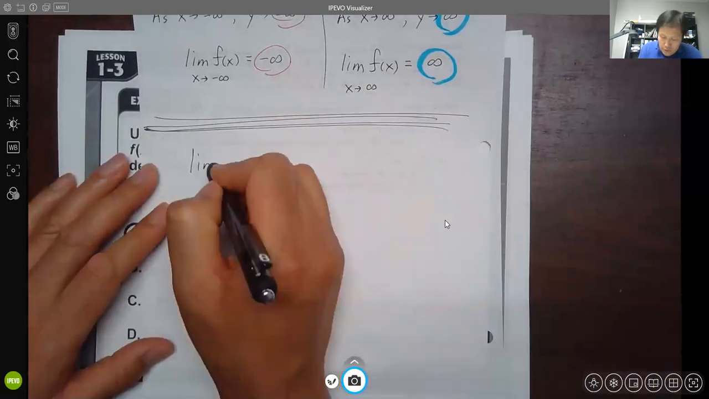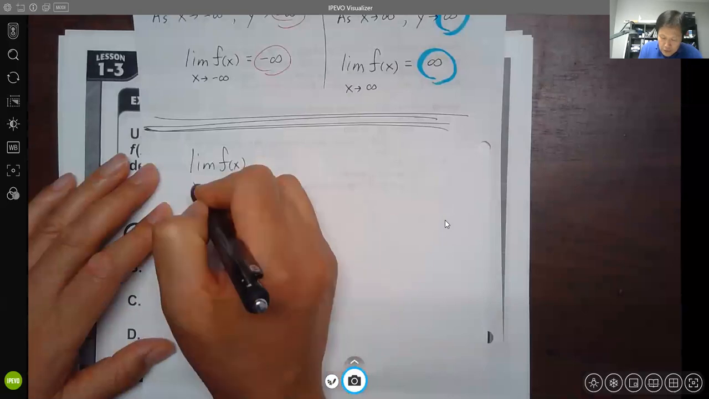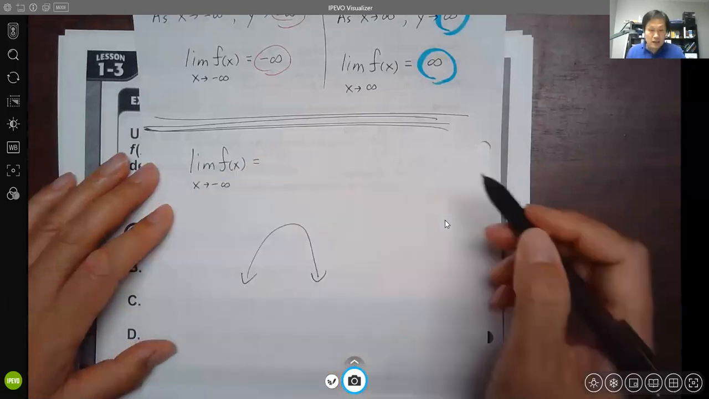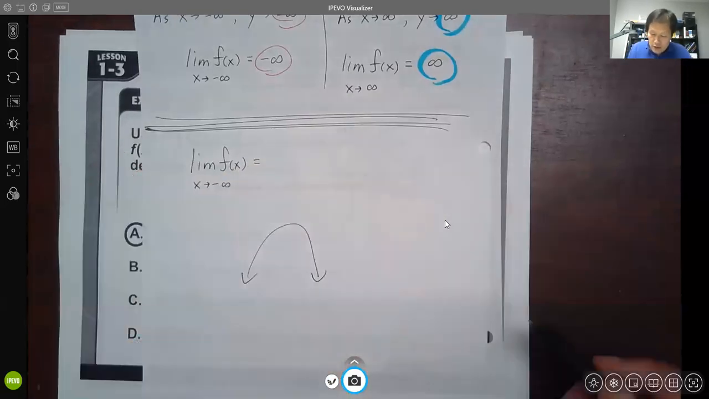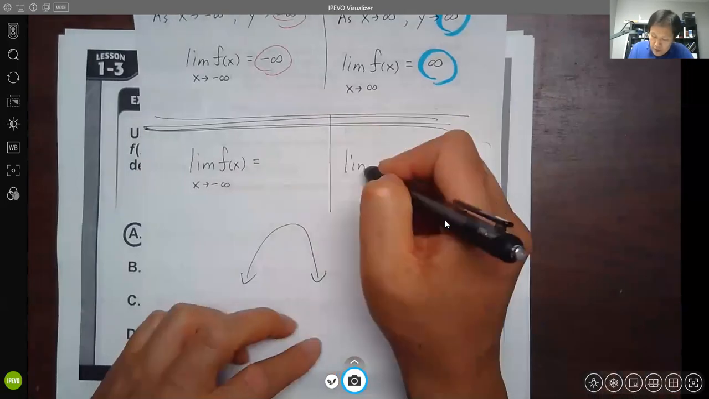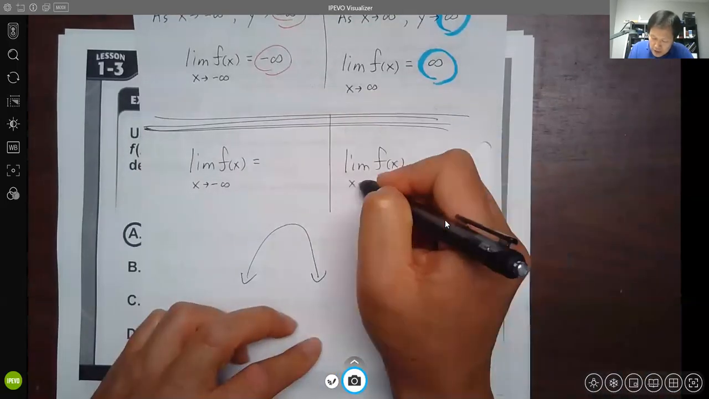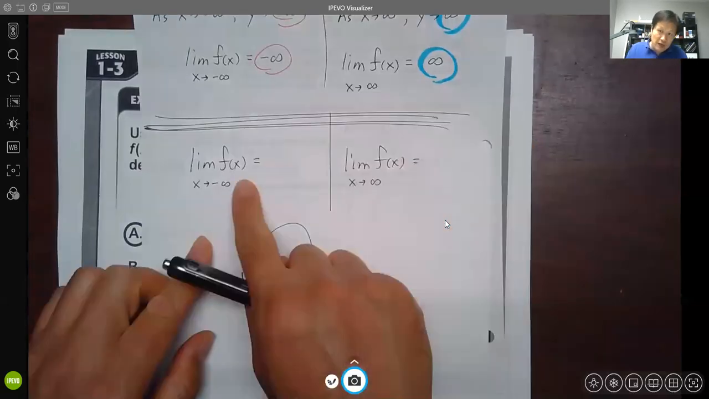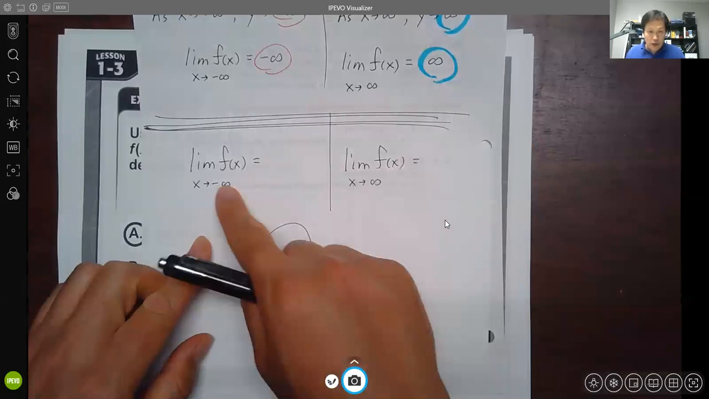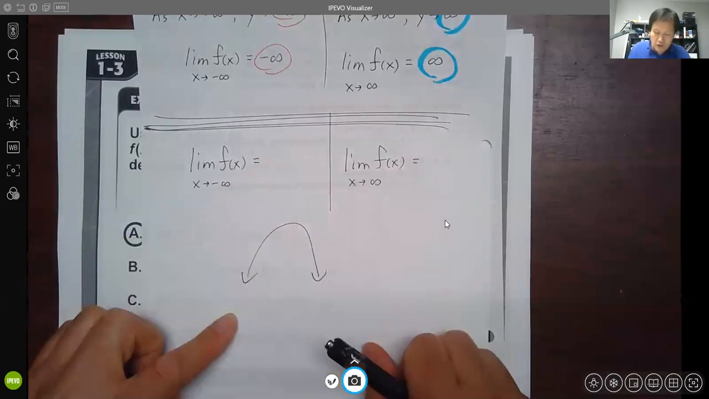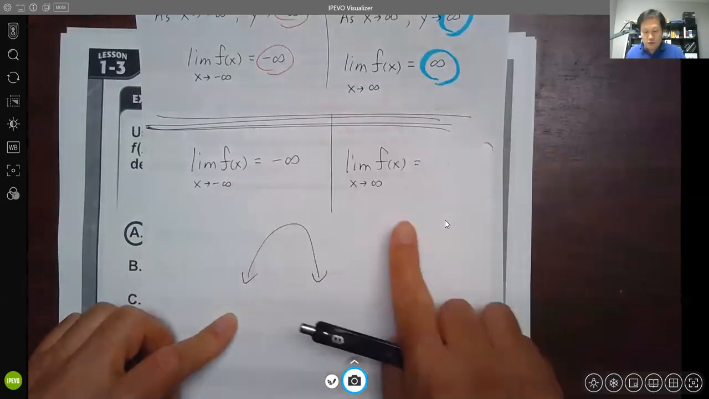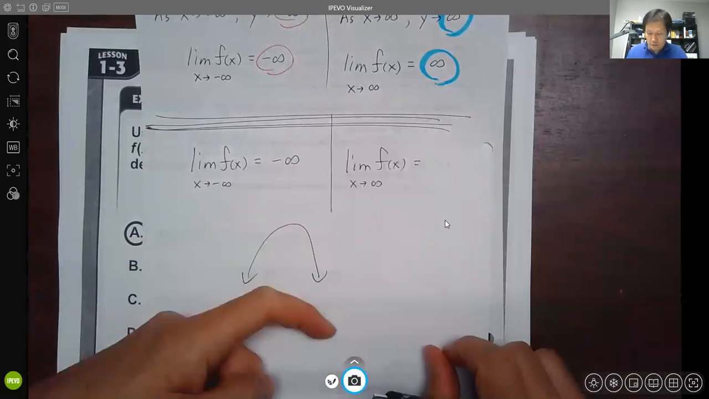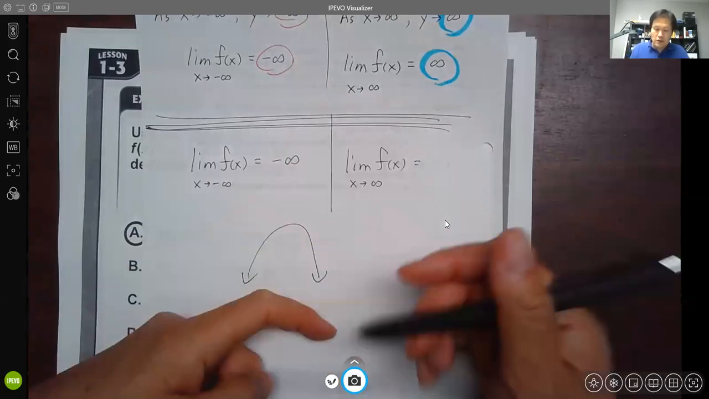Limit of f of x as x approaches minus infinity. That's the left side limit. Limit of f of x as x approaches positive infinity. That's the right-hand side limit. So on the left, as x approaches minus infinity, as you go to the left, what happens to the y? Minus infinity, so you write minus infinity. As you go to the right, what happens to the y? Minus infinity, you write minus infinity. That's how you write the answer.